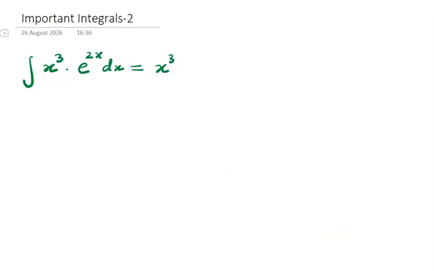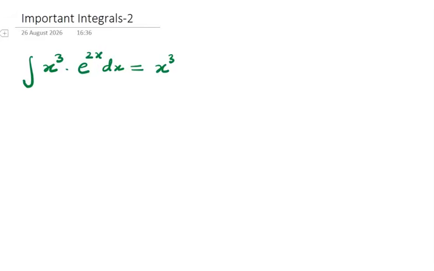Coming to this, we can see that derivative of x cube is 3x square, derivative of 3x square is 6x, derivative of 6x is 6, and derivative of 6 is 0. So ultimately its derivatives are eventually going towards 0. And this function e power 2x, its derivatives go on and on. It will never be 0, and integration also will go on and on. For this, the first function should be x cube because its derivative is eventually leading towards 0. So let us apply the product rule.